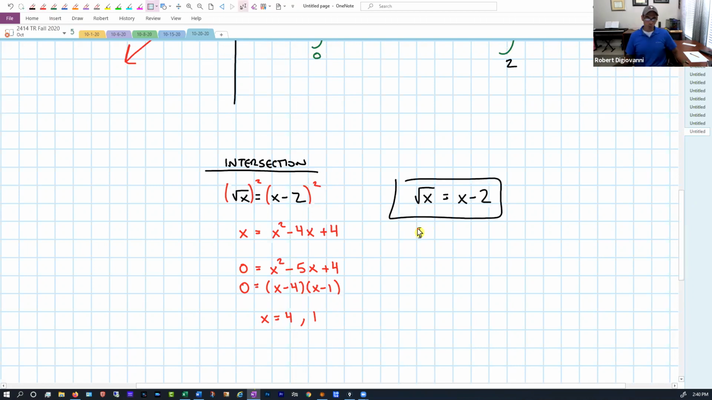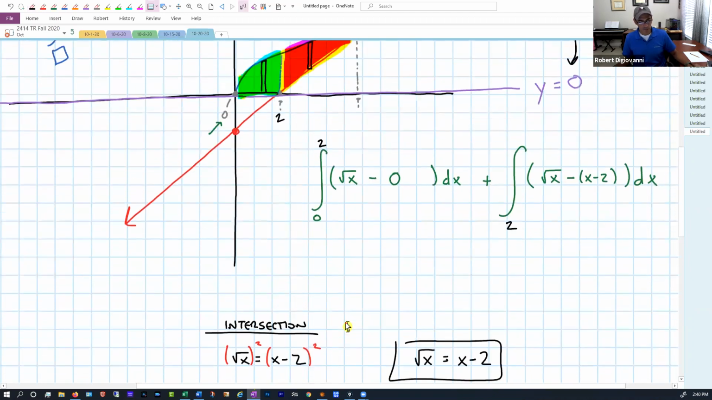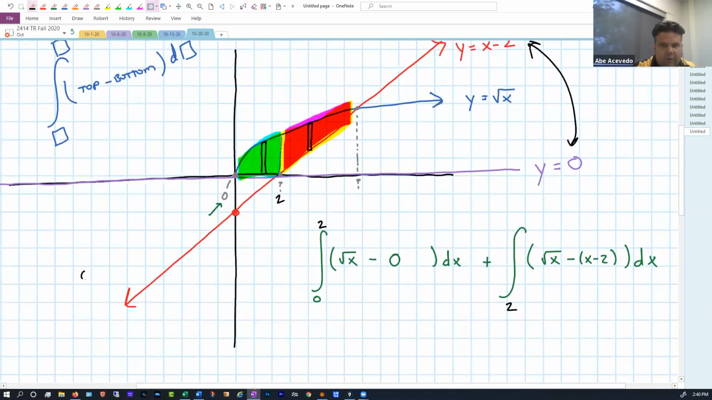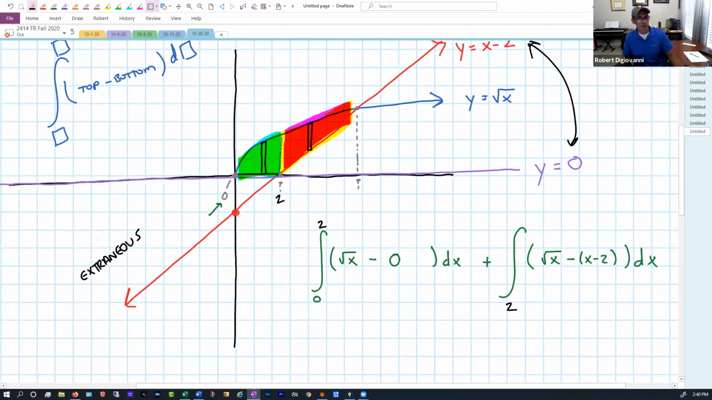Let's check, does 4 work? Yes. Square root of 4 is 2, and then 4 minus 2 is 2, so that works. Does 1 work? Square root of 1 is 1. 1 minus 2 is -1. That doesn't work. That's an extraneous solution. So that means that we intersect at 4. What kind of solution? Extraneous. But we can say now that this is 4, so that integral goes to 4.